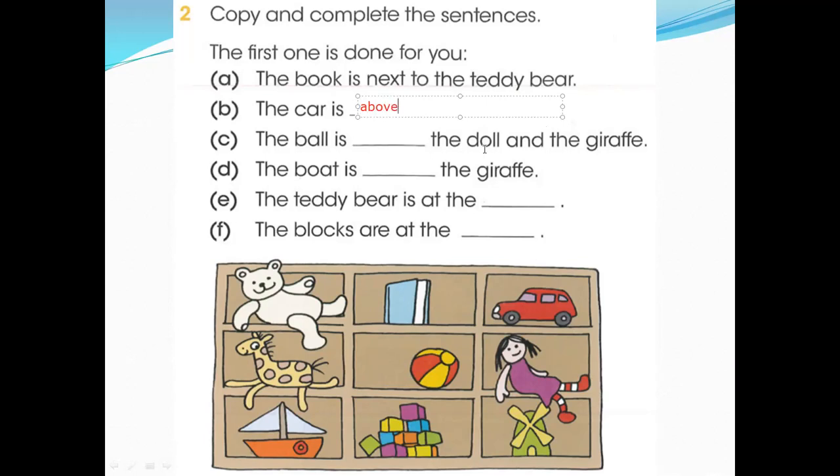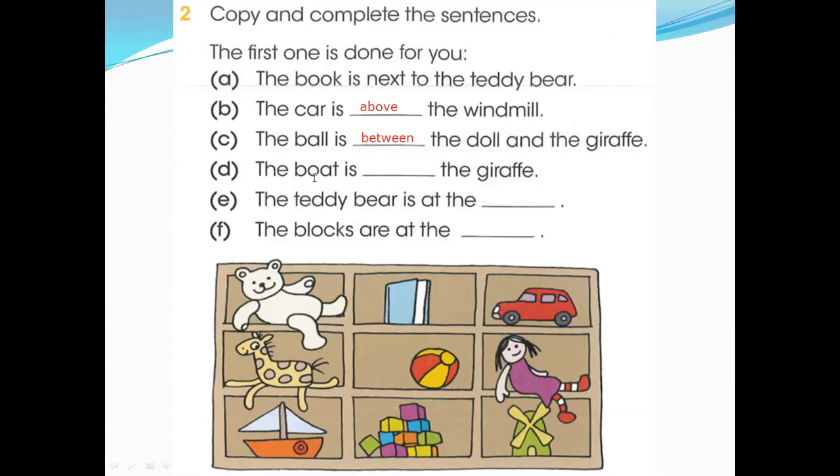The ball is dash the doll and the giraffe. Where is the giraffe? This is the giraffe and this is the doll. The ball is between the doll and the giraffe, meaning the center. So we write here between. The ball is between the giraffe and the doll.